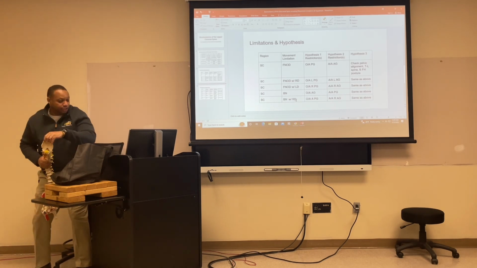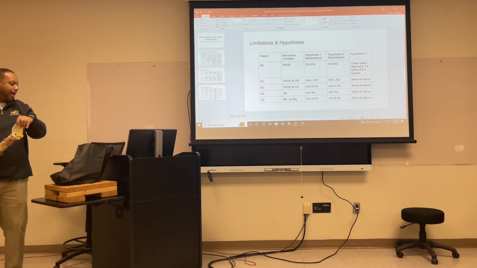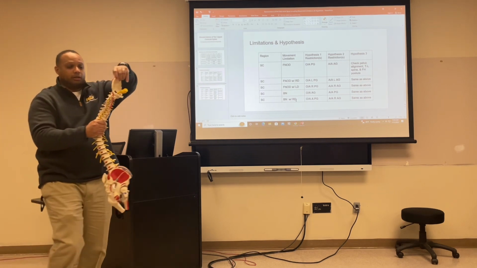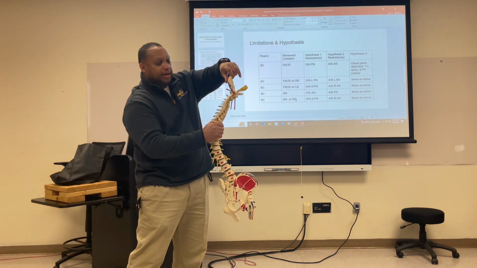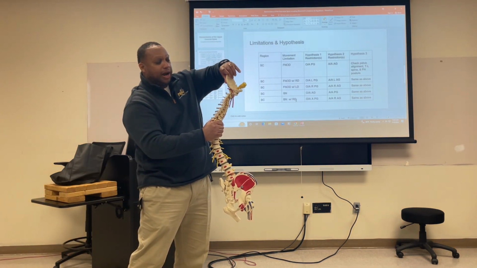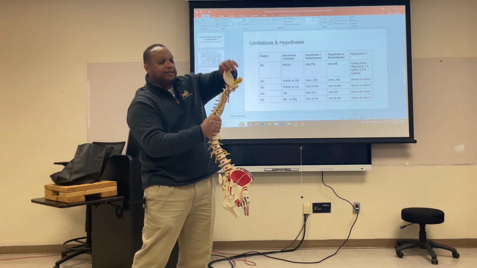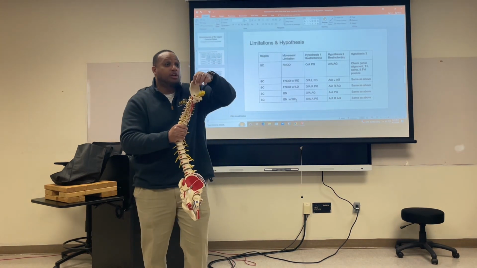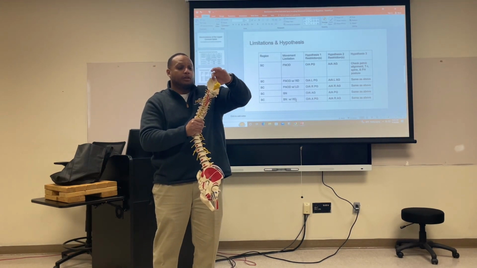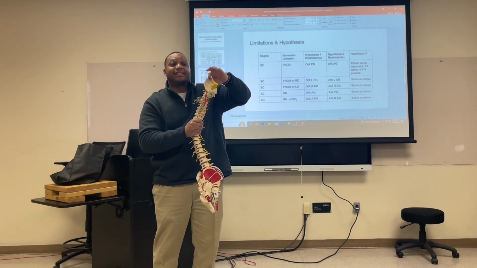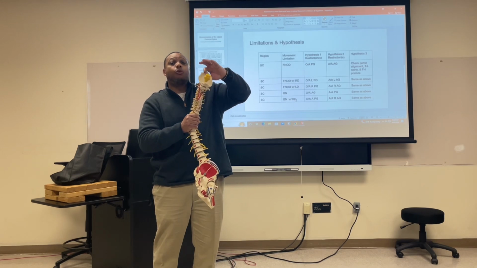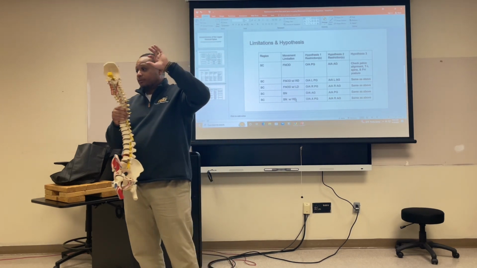Okay, so let's start there. Backward nodding with deviation to the right. So I'm backwards nodding, but I'm deviating to the right. What's happening on the left side is continuing to go into anterior glide, but the right side is not gliding anteriorly, therefore we get the deviation to the right.